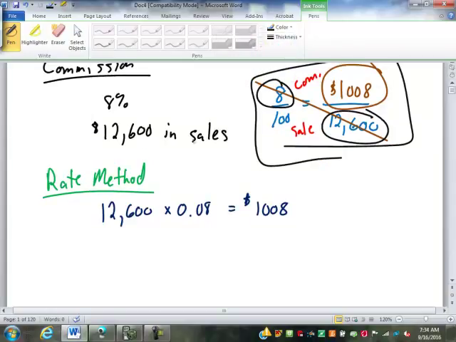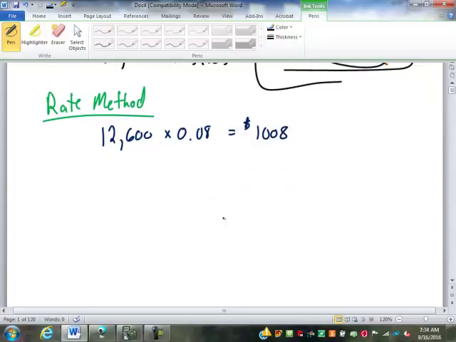So commissions are one of the applications I had mentioned where using the rate method is simpler, is desirable. Now, a lot of jobs don't do straight commission. They do some sort of a plus. Could be salary plus, or a wage plus.